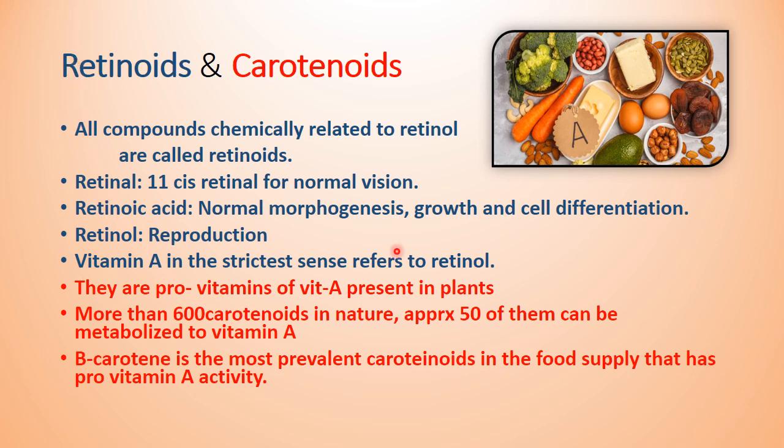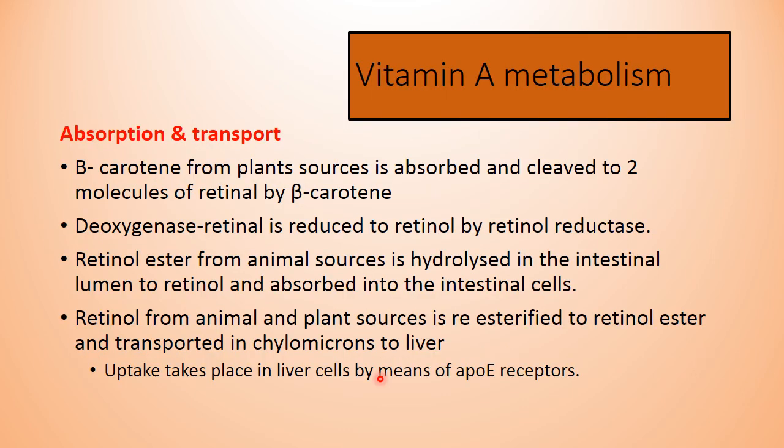Vitamin A in the strictest sense refers to retinol. The carotenoids are provitamins of vitamin A present in plants. There are more than 600 carotenoids in nature. Approximately 50 of them can be metabolized into vitamin A. Beta carotene is the most prevalent carotenoid in the food supply that has provitamin A activity.